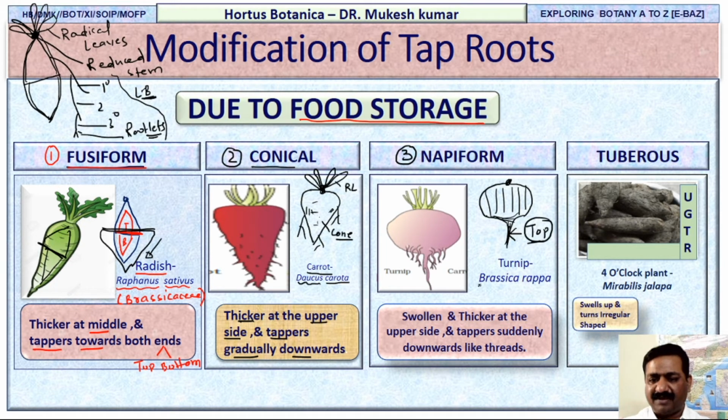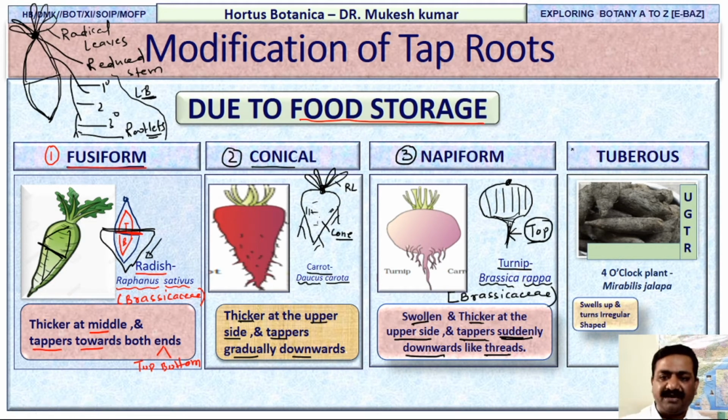What do we find? This is swollen due to food storage, thicker at the upper part, and tapers suddenly, abruptly, downwards like a thread. See how it appears like a threading structure. And this is found in turnip. Botanical name is Brassica rapa, and its family is Brassicaceae. Brassicaceae family is there, isn't it?